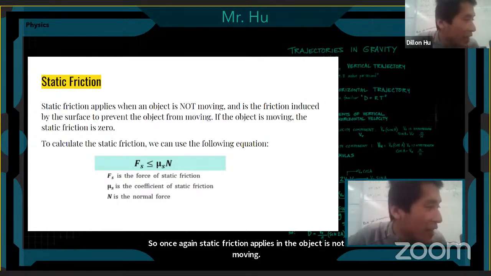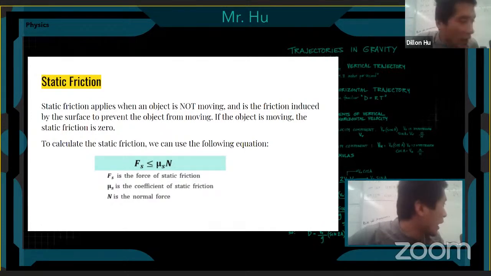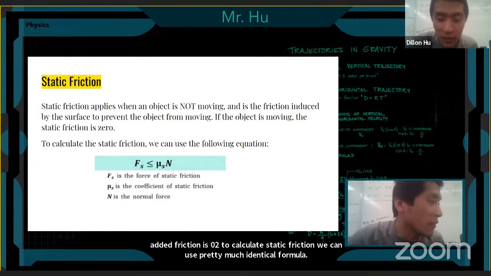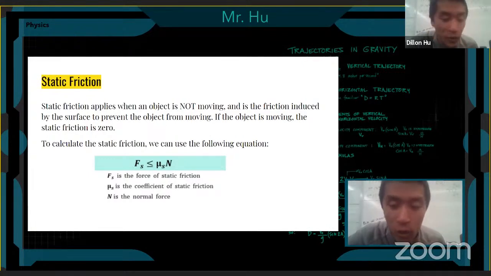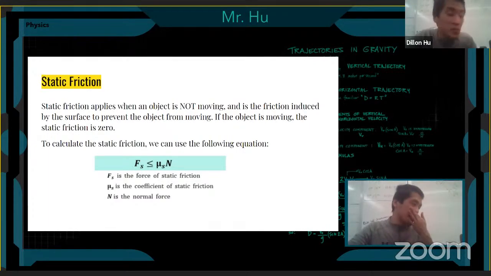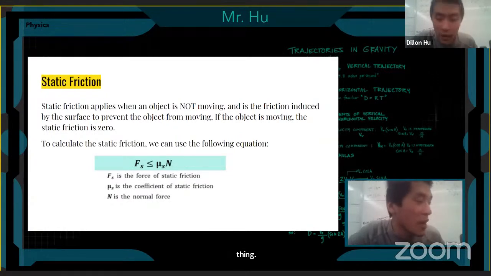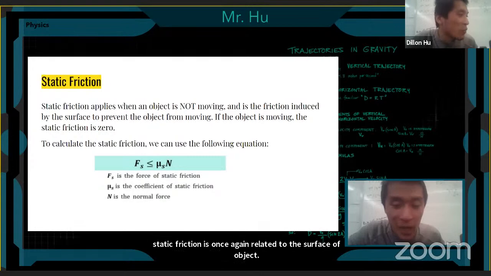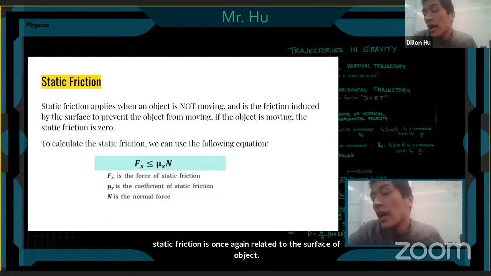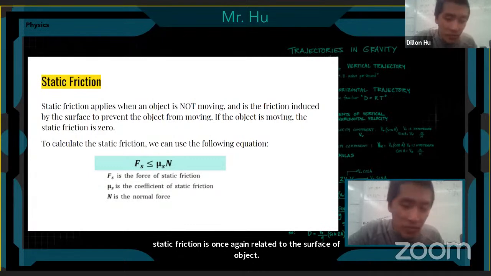In this case, the notation is n. It should be F subscript n, but it's the same thing. It's the normal force, just like in the kinetic friction force. The coefficient of static friction is once again related to the surface of the object. This will pretty much always be different than the coefficient of kinetic friction for the surface. So the two will pretty much never be the same. Sometimes I may ask you to figure out what both are, so I don't want you to assume that both are the same. I also don't want you mixing up the coefficients. I don't want you using the kinetic coefficient for static friction and the static coefficient for kinetic friction. So don't mix them up.